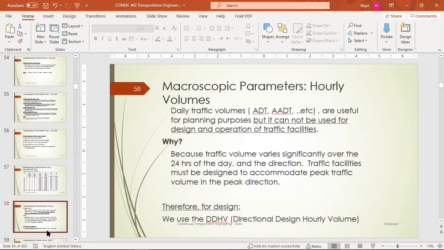Daily traffic volumes are useful for planning purposes, but they cannot be used for design and operation of traffic facilities. Why? Because traffic volume varies significantly over the 24 hours. Why don't we take these average daily values in design or operation? Simply because there is variability during the day.